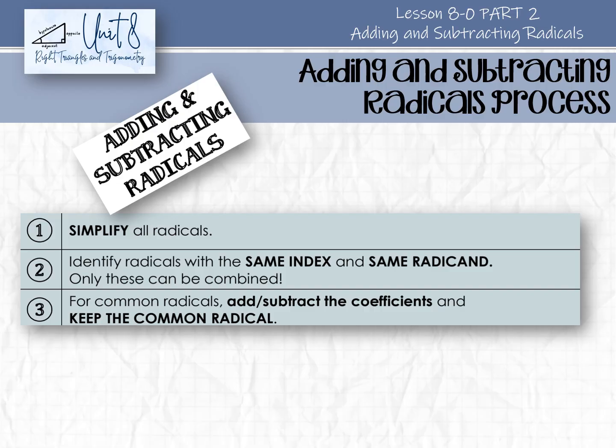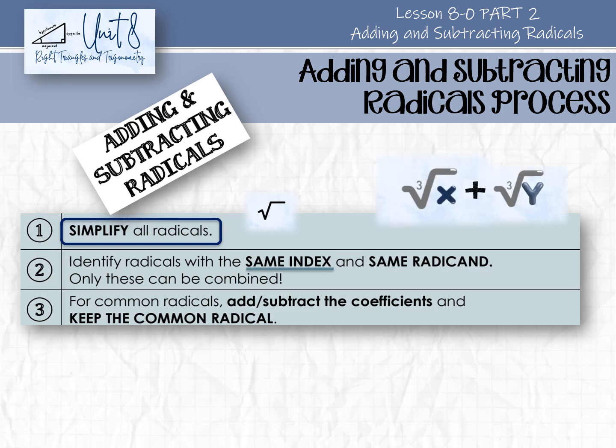Adding and subtracting radicals process. Simplify all radicals, which we did in part 1 of the lesson, different video. Identify radicals with the same index. These two radicals do have the same index. They are cube roots. They don't happen to have the same radicand, so these would not be able to be combined. Only ones with the same radicand can be added or subtracted.